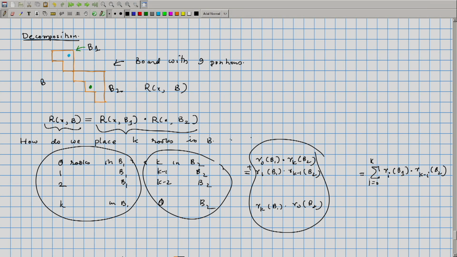So this is a very useful thing if the boards can be naturally decomposed into parts, and it applies even if you have more parts. If you had a board where there were three components, again if this is B3, the Rook polynomial will be just the product of the Rook polynomials of the constituents.